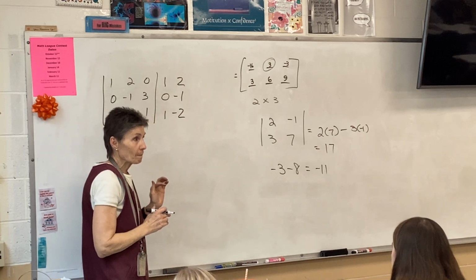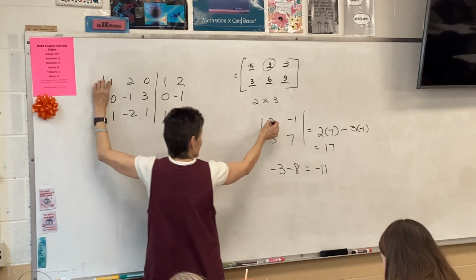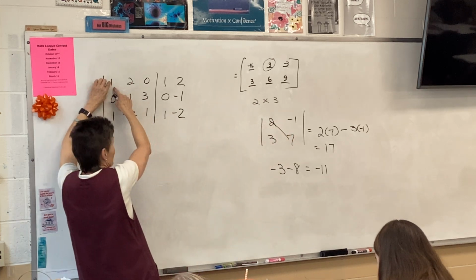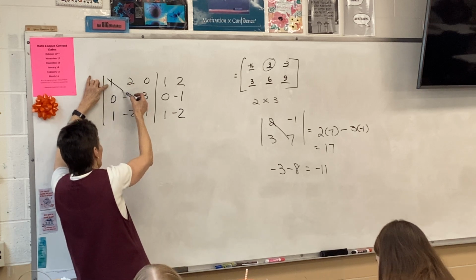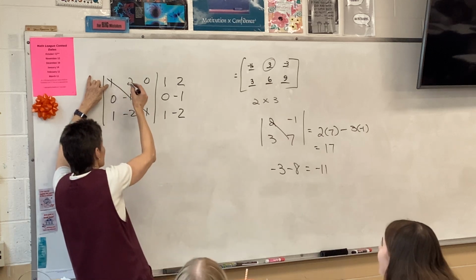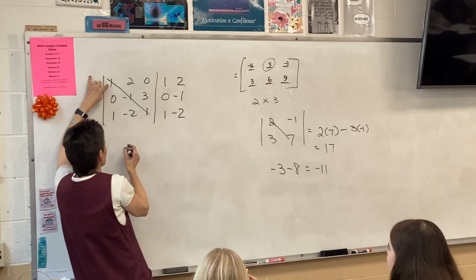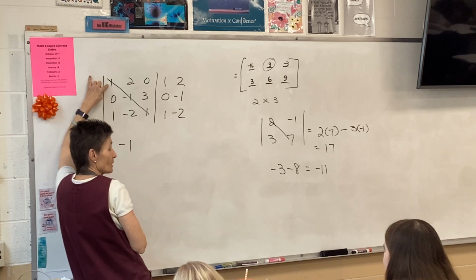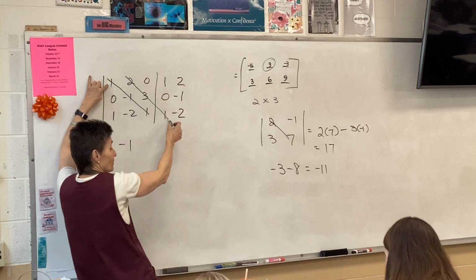Got it? Now, go back to your normal starting spot, just like you started here, and multiply all of these together. So 1 times negative 1 times 1 is negative 1. Then multiply all of these together.